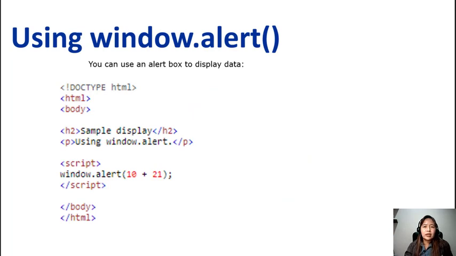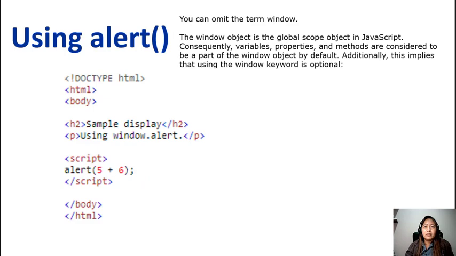Alright, the next discussion I will share with you on displaying something on your screen in JavaScript is window.alert. You can use the alert box to display the data. So what happens here is that you have your sample display, which is a heading, and then you have the paragraph that will display using window.alert. You are using a script that will display the result of 10 plus 21. And so what will happen is that it will display a dialog box that will display the output of 10 plus 21, which is 31.